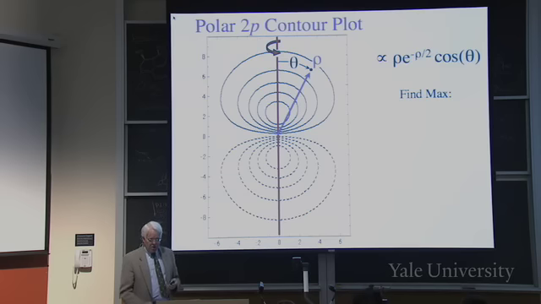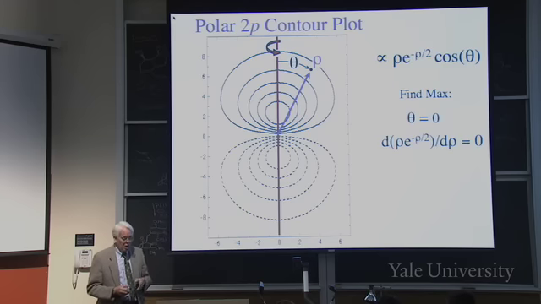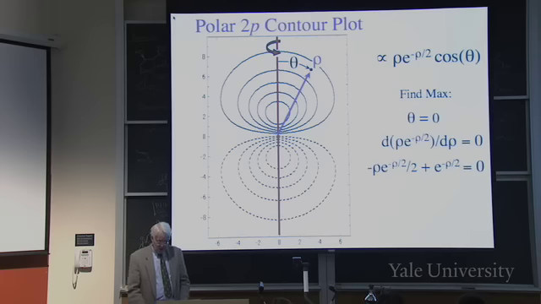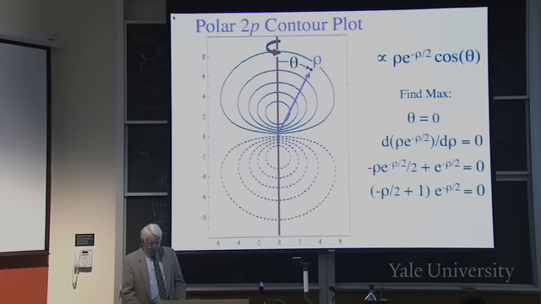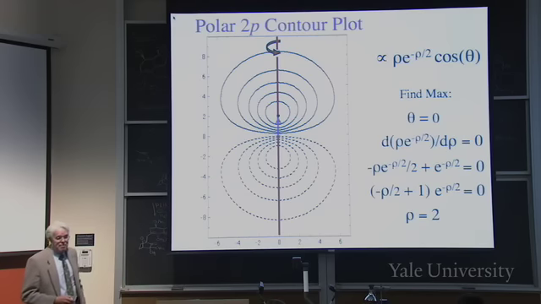First, it depends on cosine theta. What will theta be in order for this to be maximum? 0. So it has to be along the axis. So theta has to be equal to 0. Now, how do we find where it's going to be maximum with respect to rho? We take the derivative with respect to rho and set it equal to 0. So that's this, or simplified, that, or simplified, that. Rho equals 2. So there's the maximum.